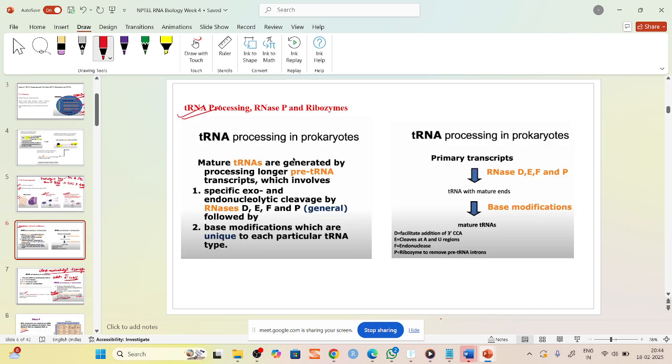Then we talked about tRNA processing, how it takes place. The primary transcript of the tRNA has to be converted into a mature form of tRNA. There are two sequential steps that convert the primary transcript into a mature tRNA. First, specific endonucleases and exonucleases cut this primary transcript. This is a general modification, and then certain bases are modified, and these base modifications are unique to each particular tRNA type. So this is how tRNA gets modified.